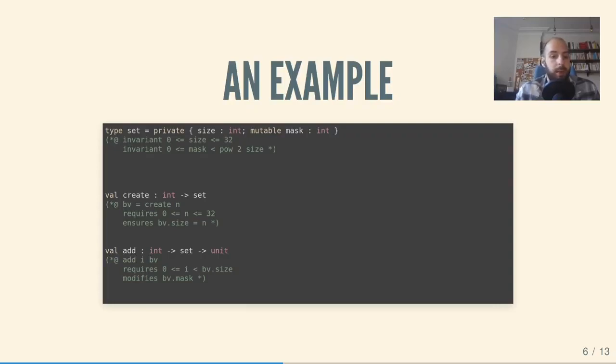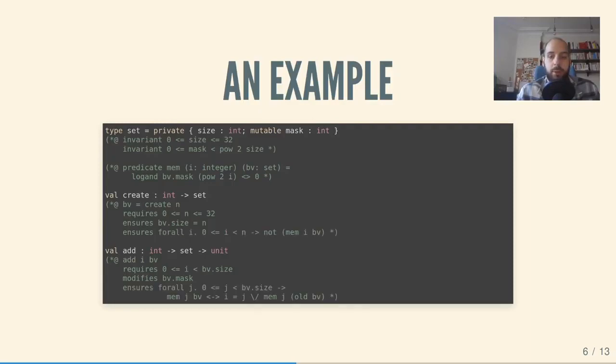We have added type invariants, but we haven't talked about membership at all yet. So we can do this by introducing a mem logical predicate, which takes an integer and a set and decides whether the integer is in the set by looking at the ith bit using logical operations. With this predicate, we can finally complete the specification by saying that after create, no integer is present in the set. And after add, if an element is in the set, then it is either the element that I just added or an element that was there in the old version of the set.